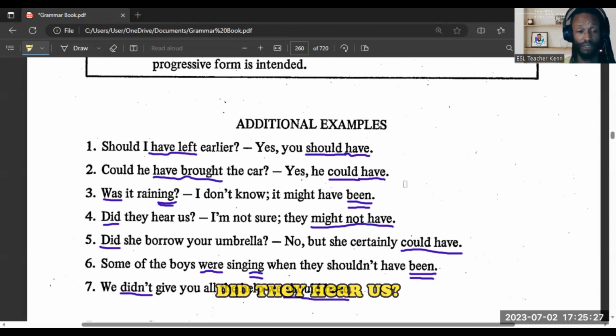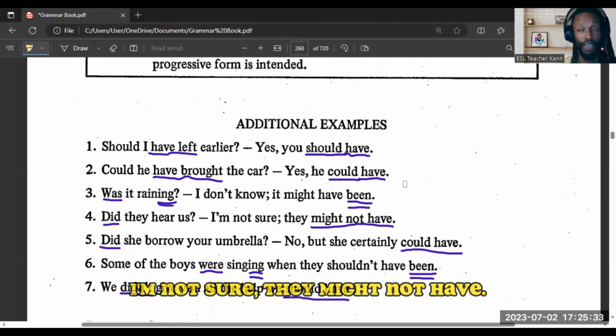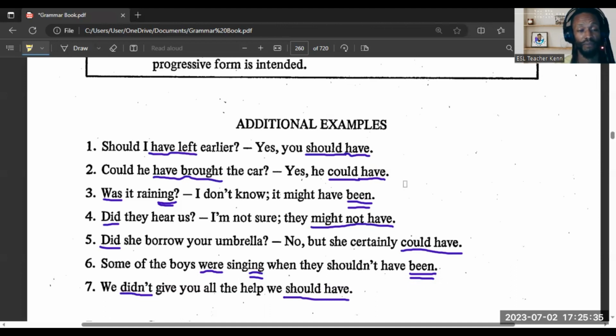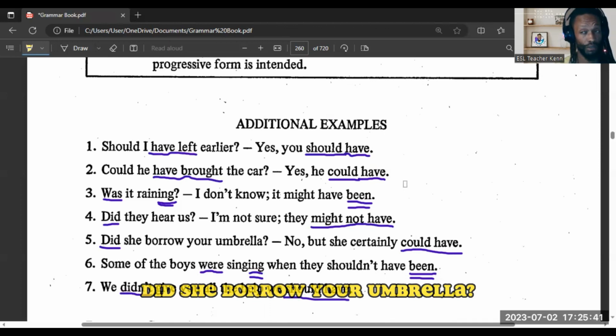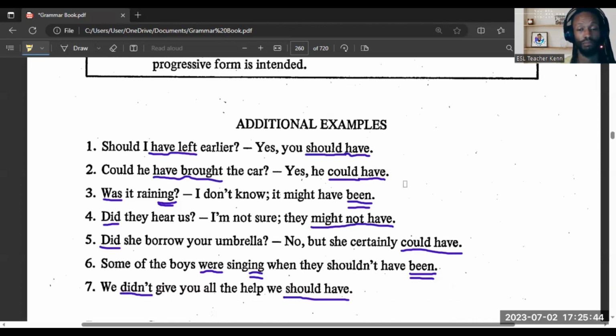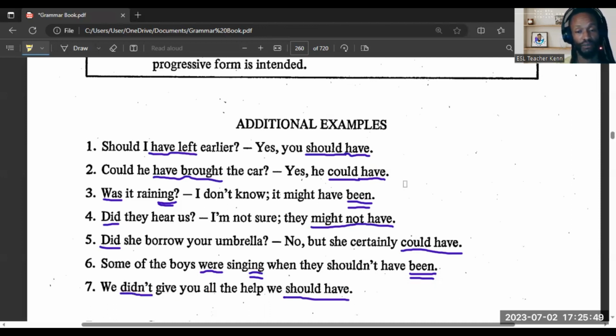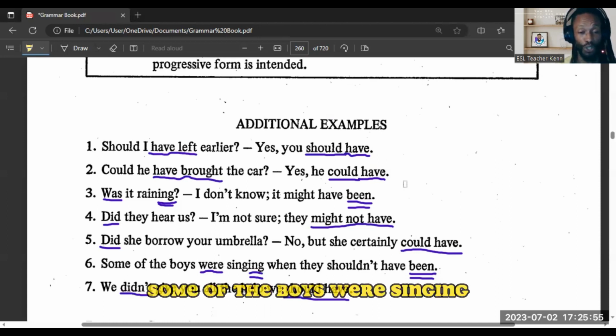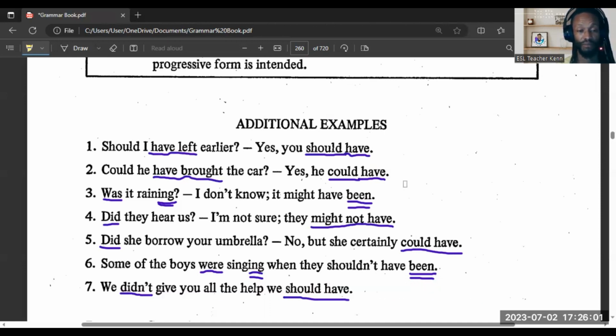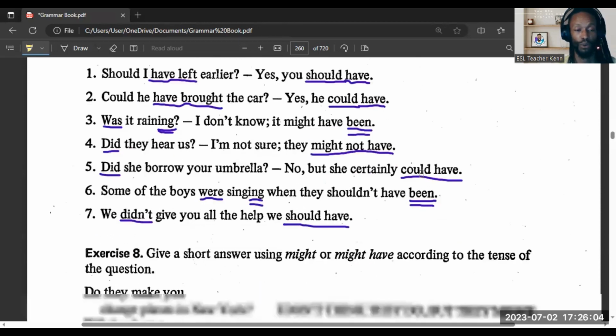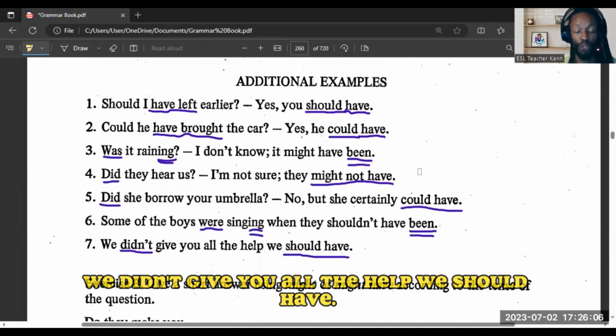Did they hear us? I'm not sure. They might not have. Did she borrow your umbrella? No, but she certainly could have. Some of the boys were singing when they shouldn't have been. We didn't give you all the help we should have.